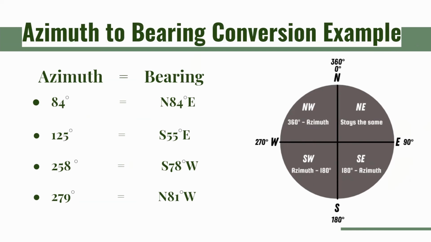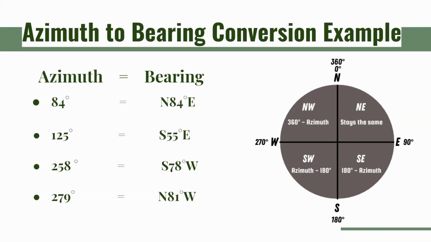For the second given azimuth, we have here 125 degrees. It is located in the southeast quadrant. So we need to subtract the given azimuth from 180 degrees. So we have here south 55 degrees east.